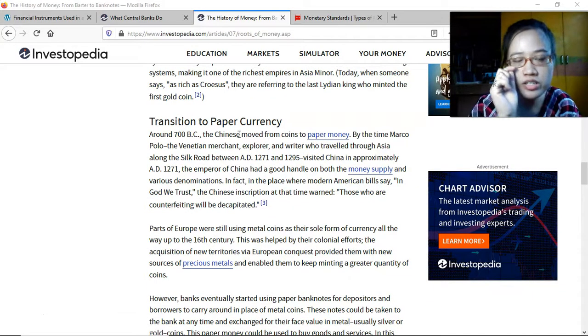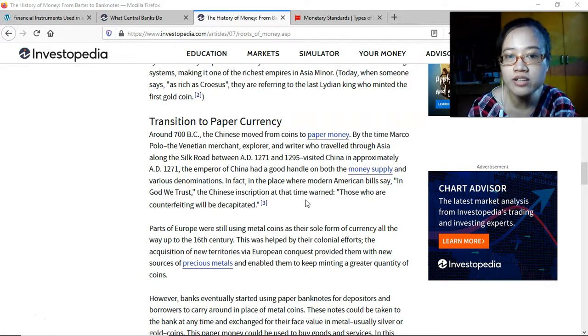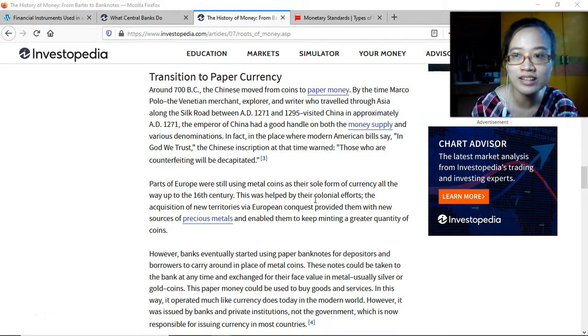Transition to paper currency. Around 700 BC, the Chinese moved from coins to paper currency. By the time Marco Polo, the Venetian merchant, explorer, and writer who traveled through Asia along the Silk Road, visited China in approximately AD 1271, the Emperor of China had a good handle on both the money supply and various denominations. In fact, the place where modern American bills say, "In God we trust," the Chinese inscription at that time warned, "Those who are counterfeiting will be decapitated." Okay? Counterfeit money is illegal.